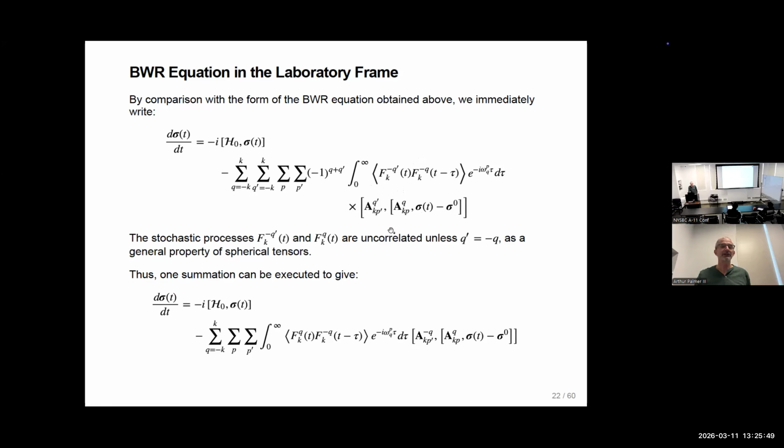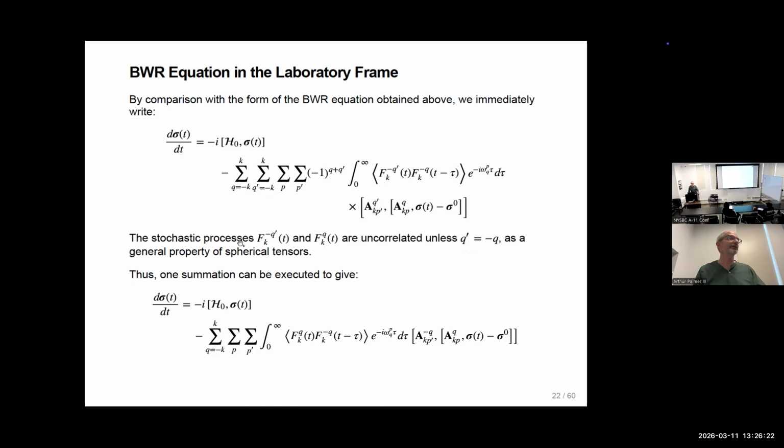Now, remember in these, the F's are basically a bunch of physical factors like bond length and chemical shift anisotropies and the spherical harmonics. It's a general property of the spherical harmonics that these will be uncorrelated unless Q prime is equal to minus Q. So that one of these sums collapses.